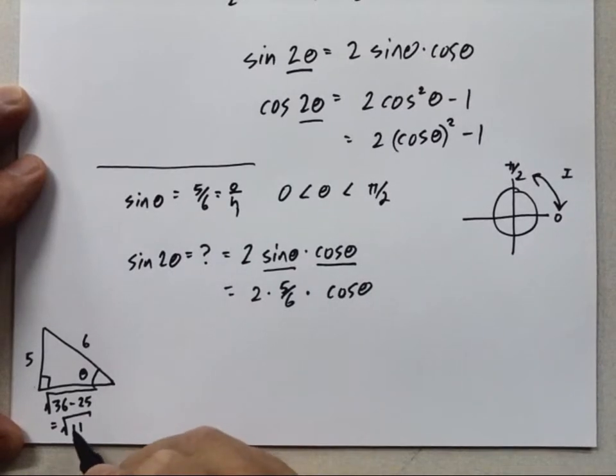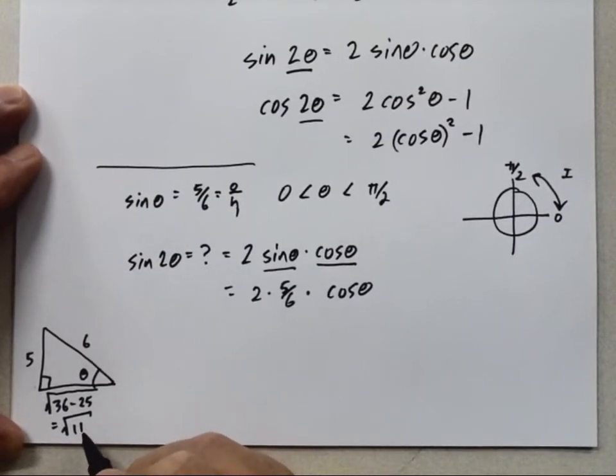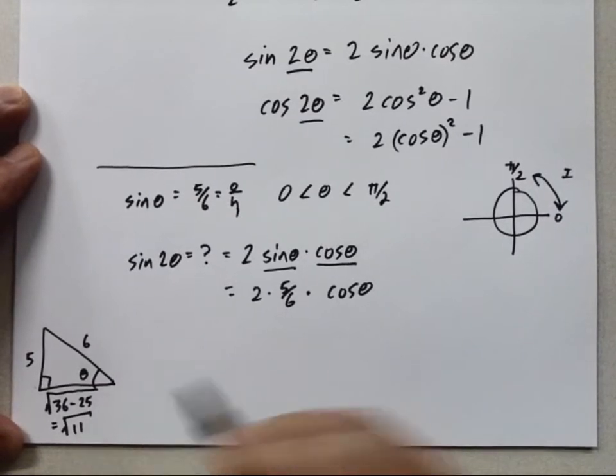So this is where exact values comes in now. I need to leave this as a square root. I'm not going to go grab my calculator and put it in a decimal. I leave it at square root of 11.